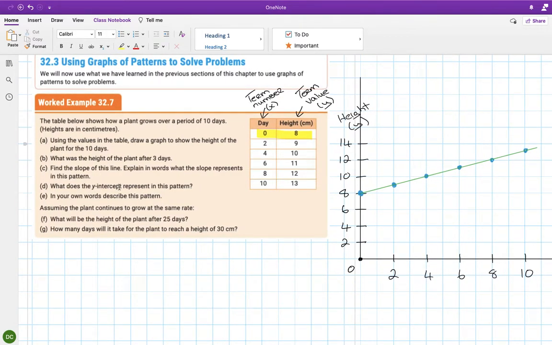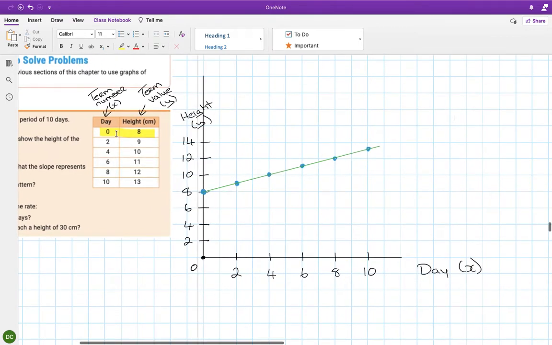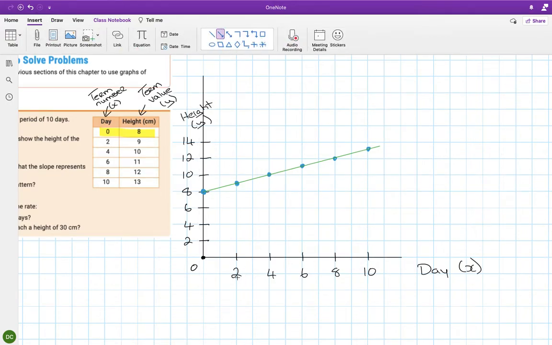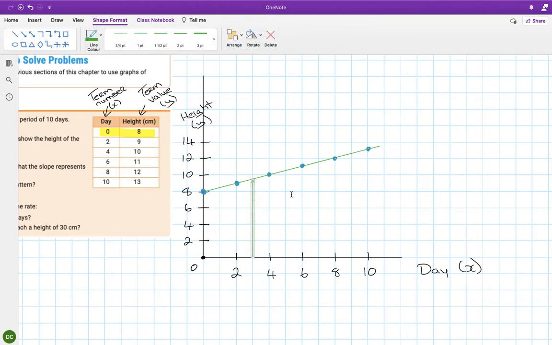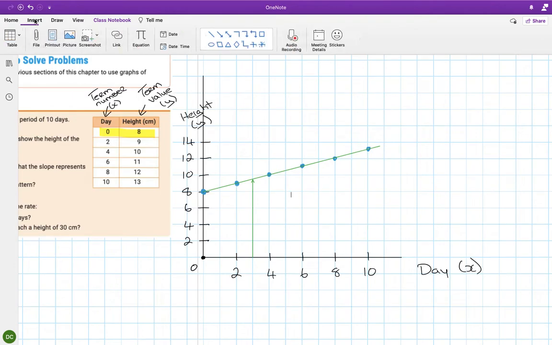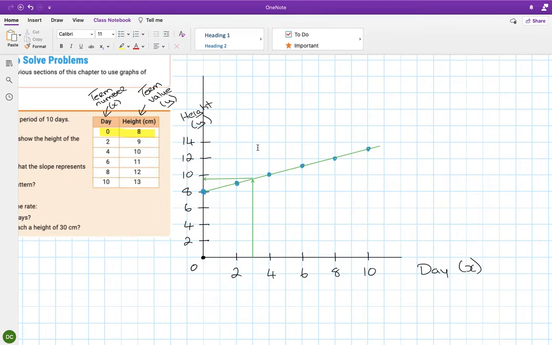Part B, what was the height of the plant after 3 days? Okay, now, if this is 2 days and this is 4 days, then 3 days must be right in the middle. Yeah? So I go up until I hit the line. And then I go across to there. So we need to try and figure out what that is, okay?